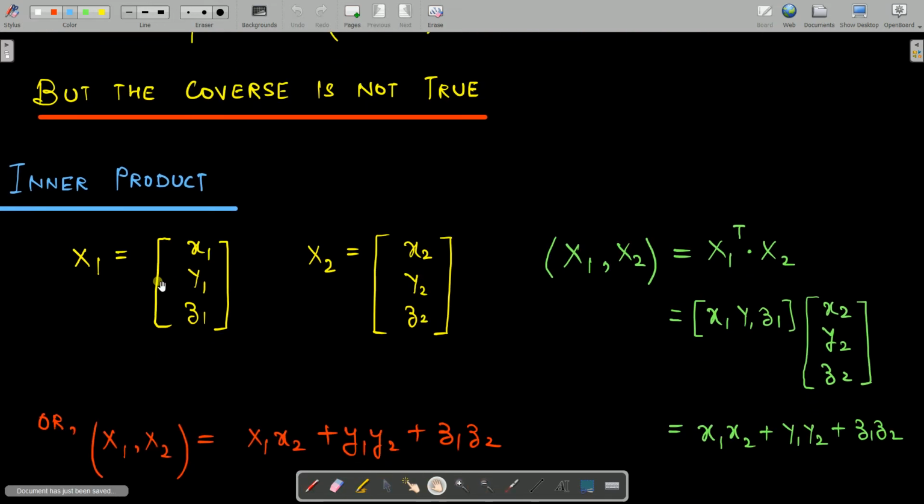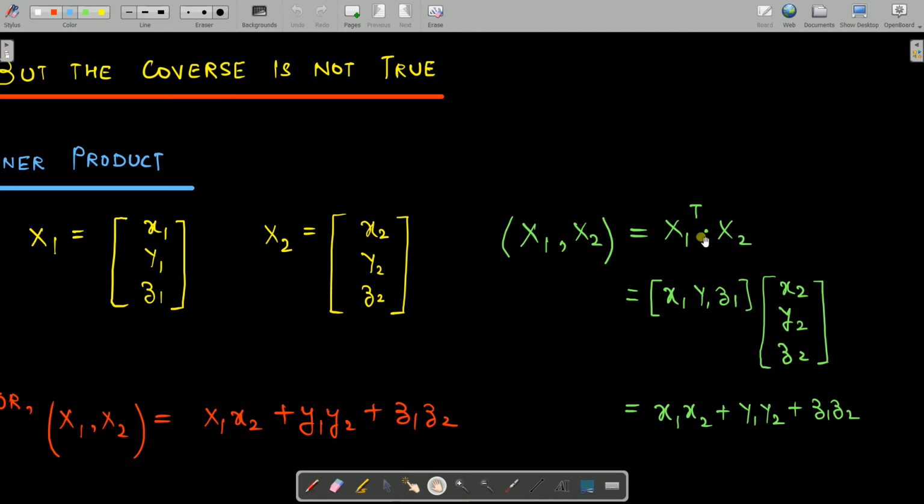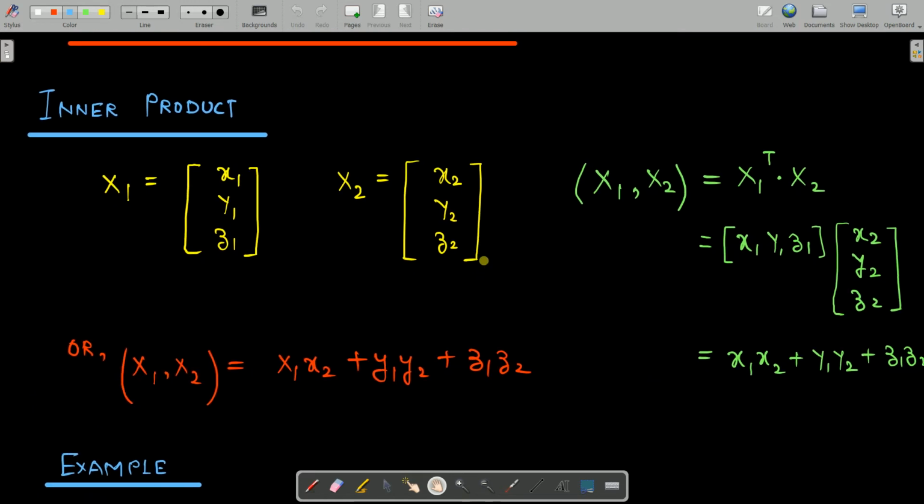Now if you want to find the inner product, this is the formula that you have to apply. With the symbol, in small parentheses you can write x1 comma x2, and it means that you first take the transpose of one vector and multiply it with the other. So you have taken the transpose of this, so this column vector gets converted into a row vector. Now this second vector remains as it is and simply you need to multiply.